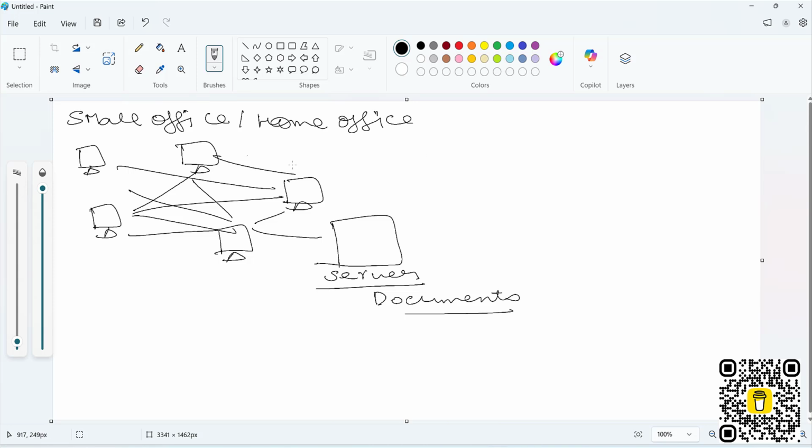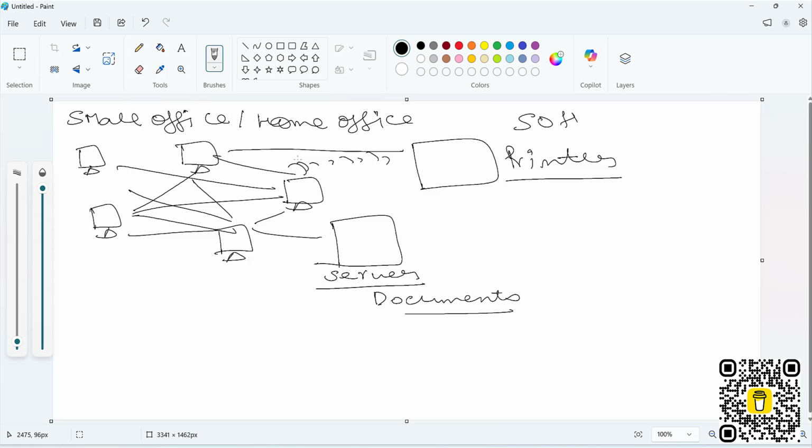And they would also be using something called a printer, right? So we don't need 5 different printers for 5 different people. Whenever anybody wants to print anything, they can give the command wirelessly or using an Ethernet cable, and they can print any documents. So this is something called a small office or home office, also termed as a SOHO network, small office home office network.